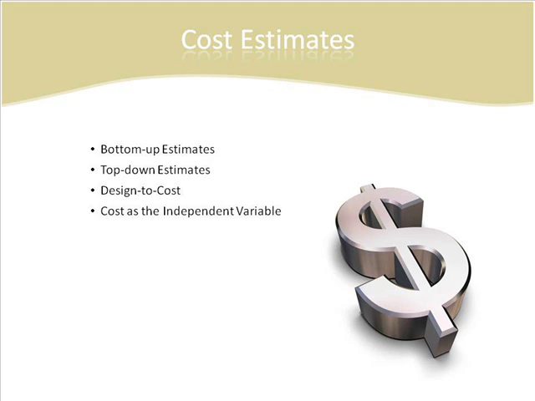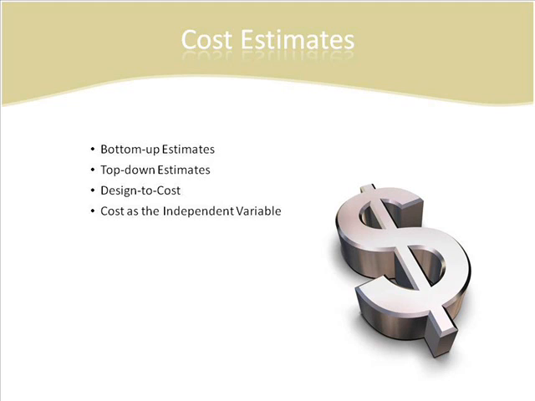Top-down estimates use rules of thumb, parametric models, analogies, or cost estimating relationships, or CERs. CERs based on historical experience can provide data such as the cost to develop software or per square foot project pricing. Design to cost is a process where cost goals for development, acquisition, or operations and maintenance are used as design parameters along with technical performance in the system's design trade-off process.